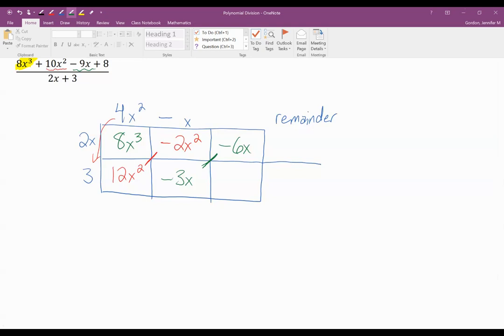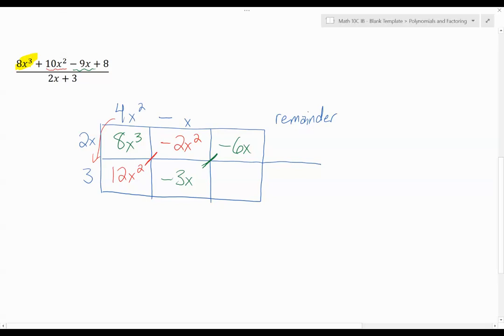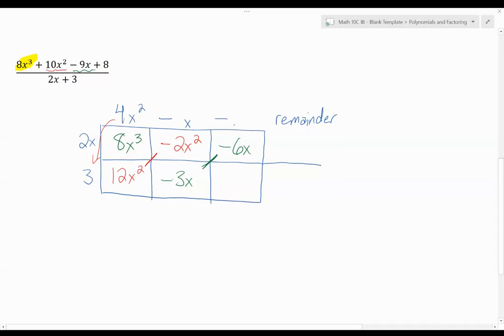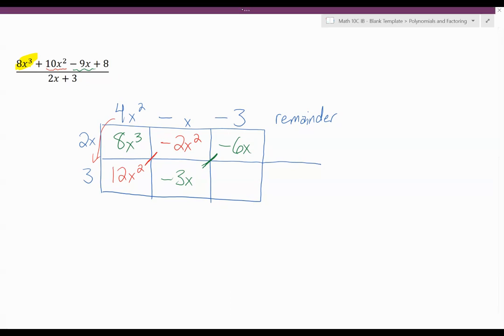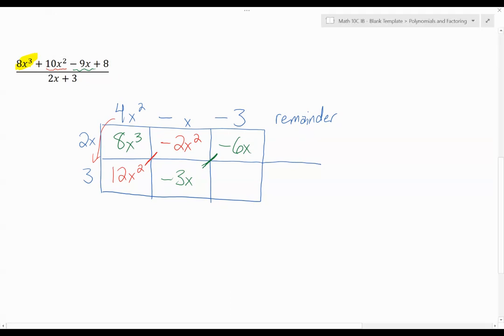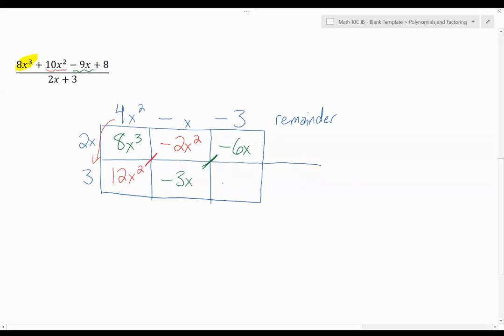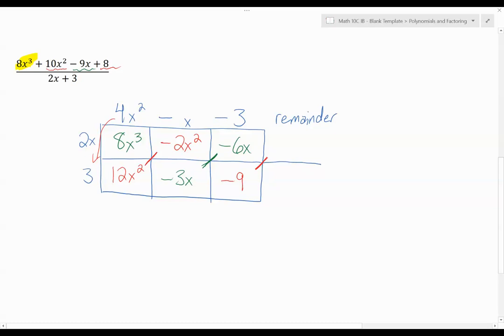Repeat the steps yet again. So negative 6x divided by 2x is minus 3. And finally, we multiply. Negative 3 times 3 is negative 9. And once again, on the diagonal, I don't want negative 9. I want plus 8. So that's going to take a 17 here because 17 minus 9 would give me 8. And that is my remainder.